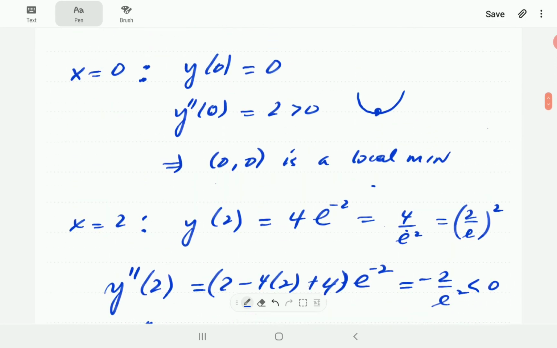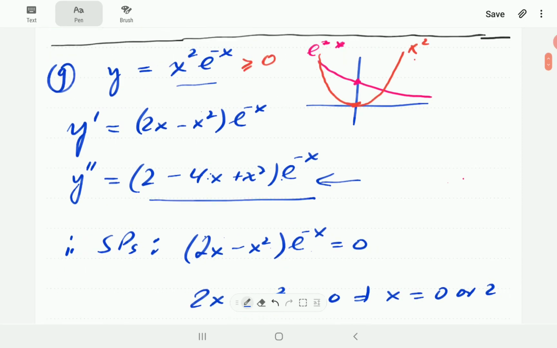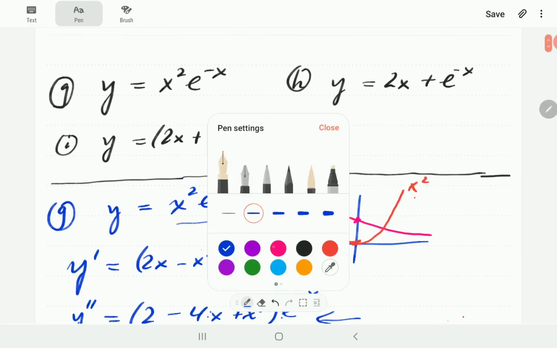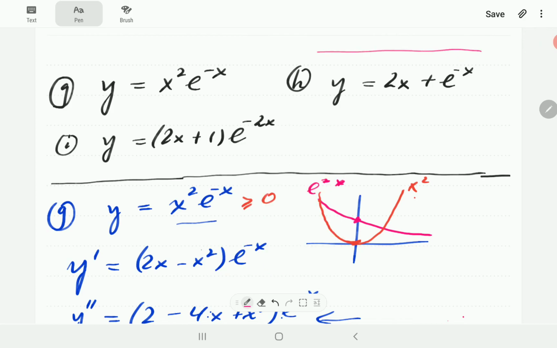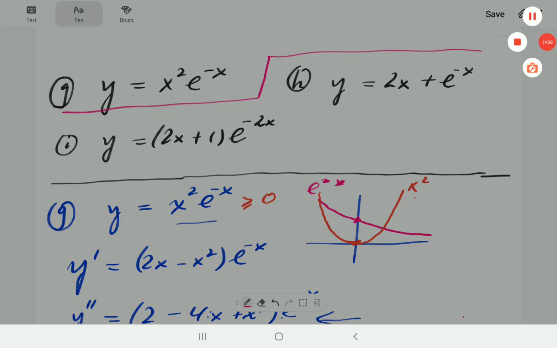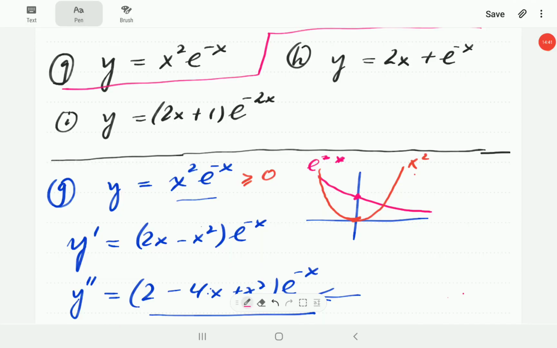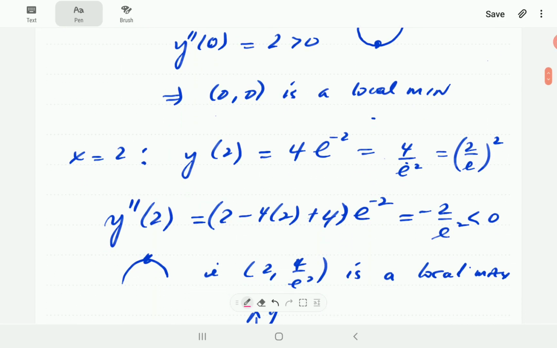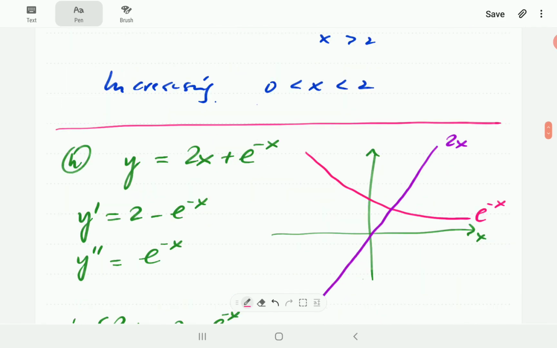Okay, at this point we are going to give you a chance to have a go at these two others. If you want to pause the video and have a go at H and I, and then when you continue the video you can compare with our solution. All right, so we now look at the last two examples, H and I.